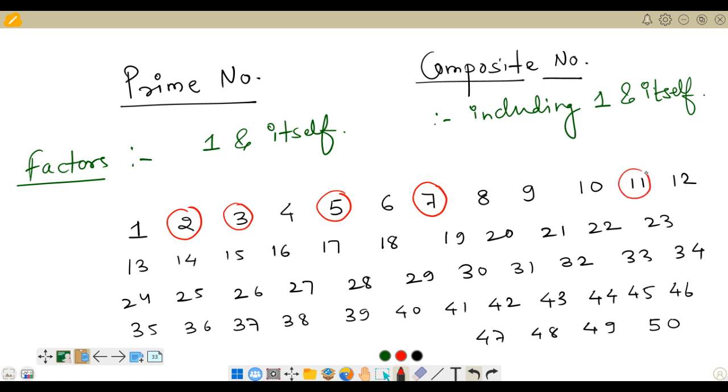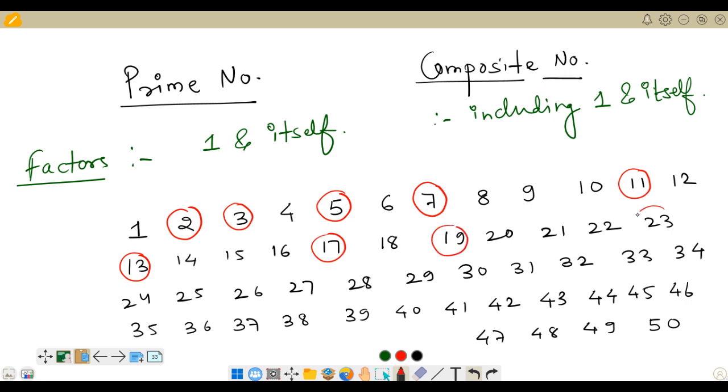12 is a prime number? No. 13? Yes. 14? No. 15? No. 16? No. 17? Yes. So similarly we have 19, right?